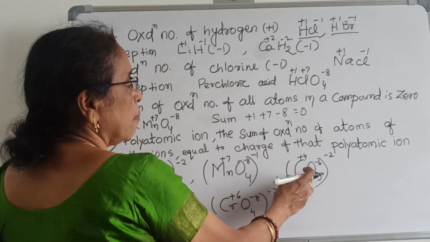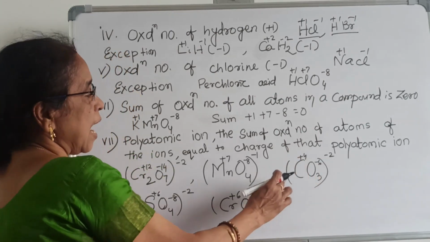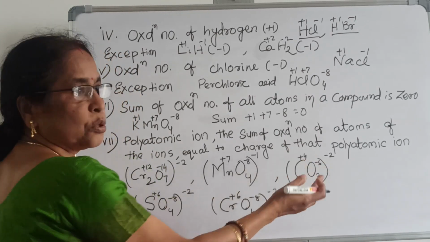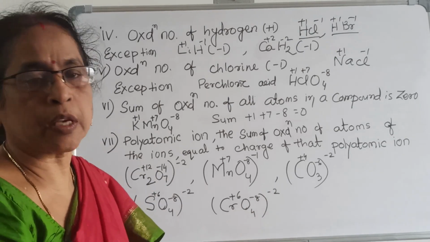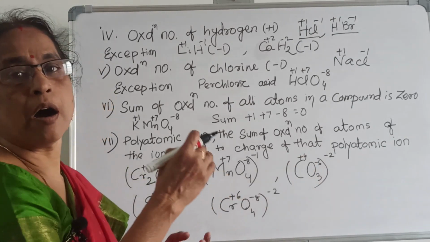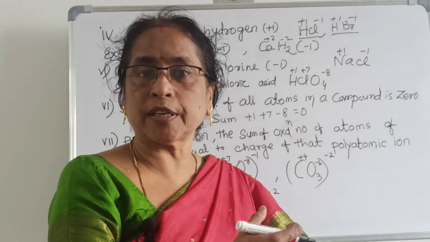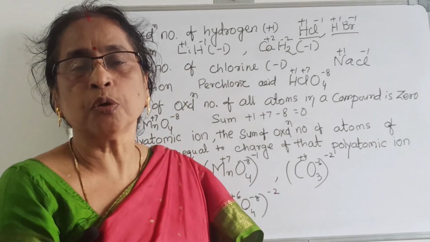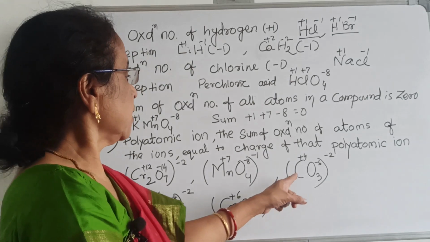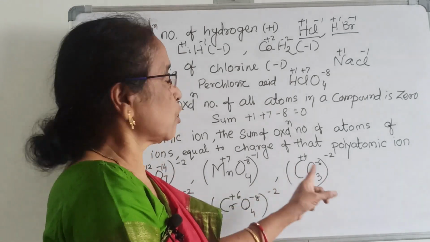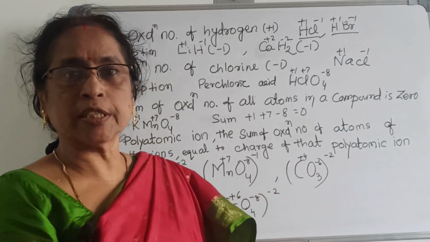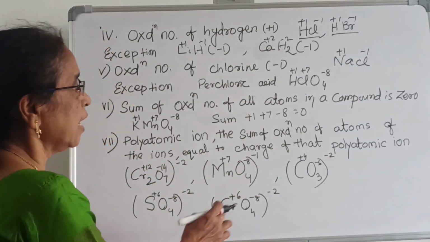Oxygen is minus 2 into 3, minus 6, and carbon is plus 4. So you again add minus 6 plus 4 and it becomes minus 2. What is the oxidation number of the carbonate ion? That is minus 2. How can you say? Because you can find the sum of the carbon and oxygen inside the bracket, and that becomes minus 2.